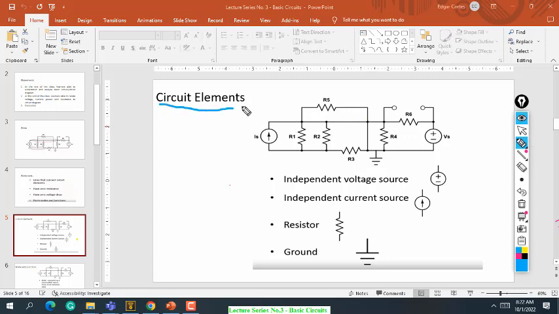Okay, example of basic circuit elements, class. For example, you see this, which is what we call a voltage source, with plus and minus sign. And then you see this one with an arrow, that is what we call an independent current source.